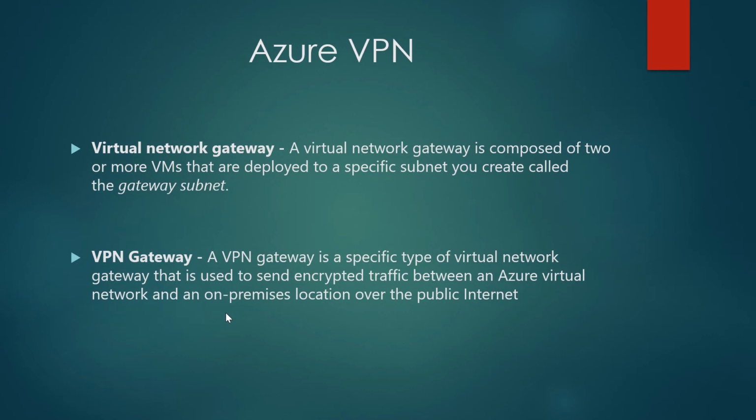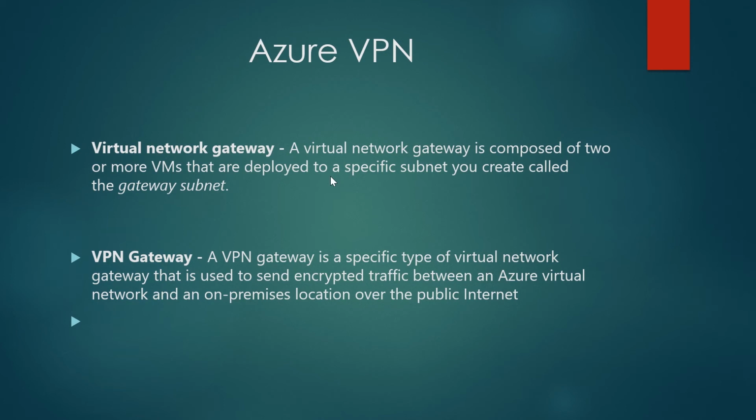Finally, we have the VPN gateway. The VPN gateway is a specific type of virtual network gateway. It's the same, it's a gateway only. It's a virtual network gateway that is used to send encrypted traffic between an Azure virtual network and an on-premises location over the public internet. So this is the same concept as the virtual network gateway, but it is transferring the traffic over a secure tunnel, end to end encrypted. So I hope the concept is clear.